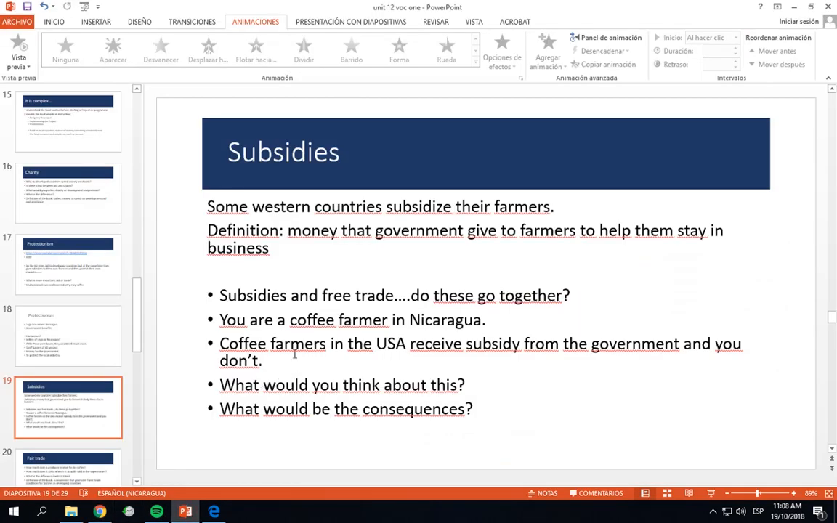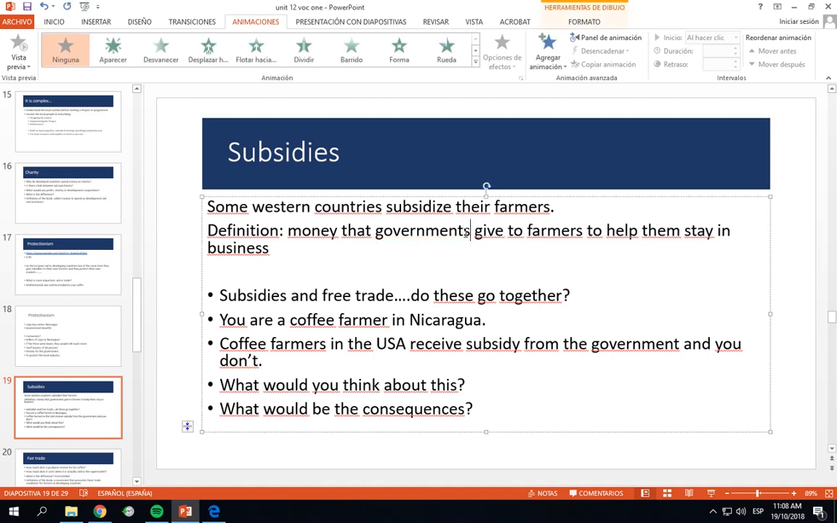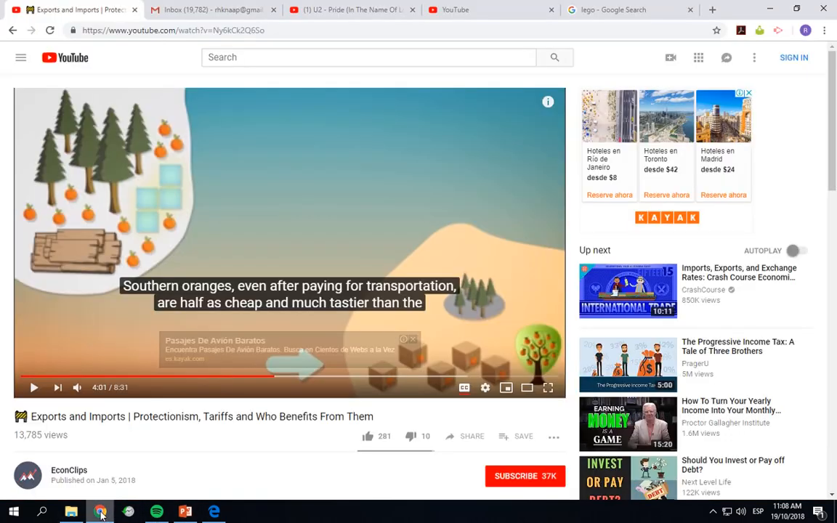Wait, here we have it. Definition of it. Money that a government gives to farmers to help them stay in business. For instance, it can be because of the landscape or something. But you can ask yourself, is that fair?